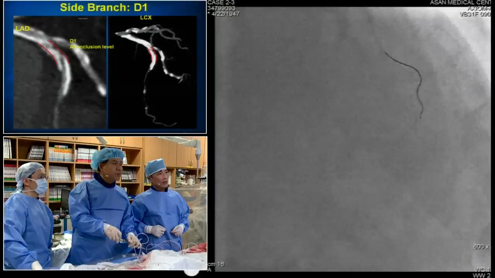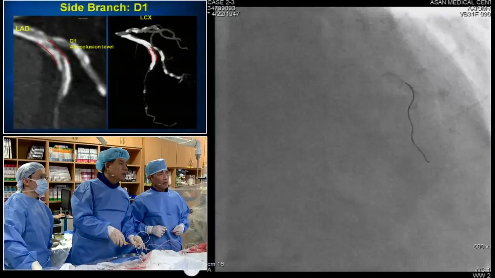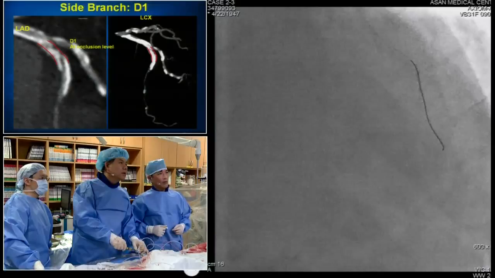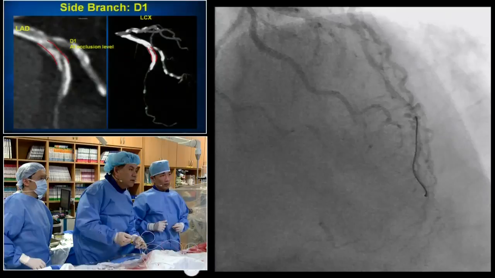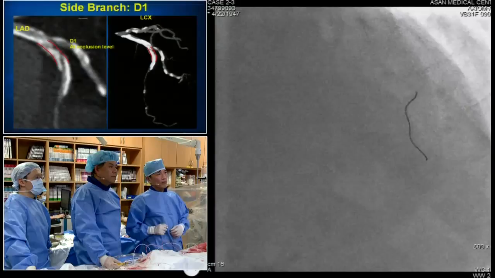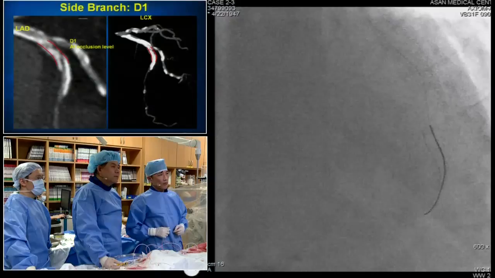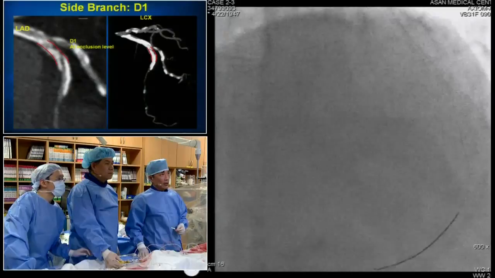That looks like a better branch. I think more proximal, right? But the upper branch. Upper branch picture? The starting point is not correct. This one, right? Okay, correct. Good. Good direction.